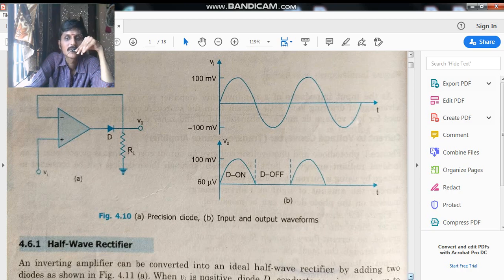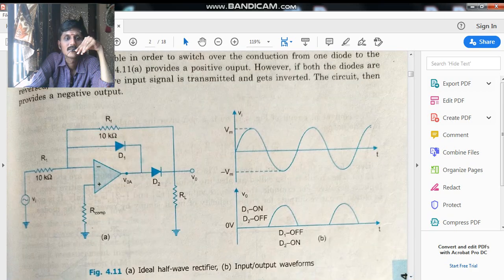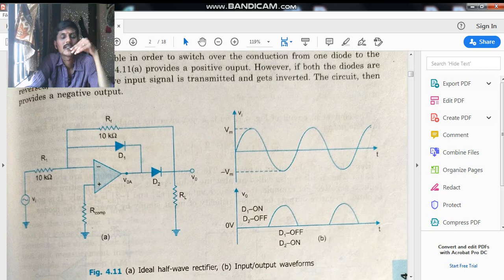After that, we are going to discuss the half wave rectifier. In this circuit diagram, we discuss the half wave rectifier, which consists of two diodes. When the configuration is the inverting configuration, and VA is connected to the negative terminal, the diode D1 goes to the off state and D2 will be in the on state. So we get a waveform like this.